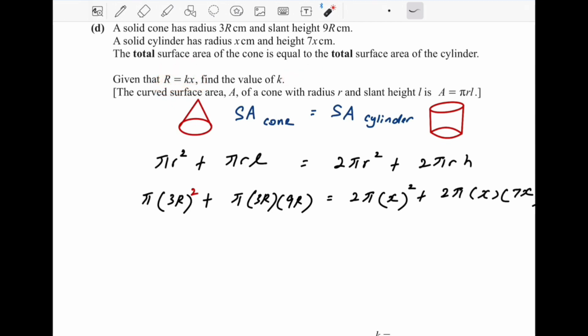Okay, let's see how we can simplify it. Things to take note of, right? When you square this part, you must square the 3 as well. So now I have 3 squared, 9 pi r squared. 3 times 9, 27, r squared.